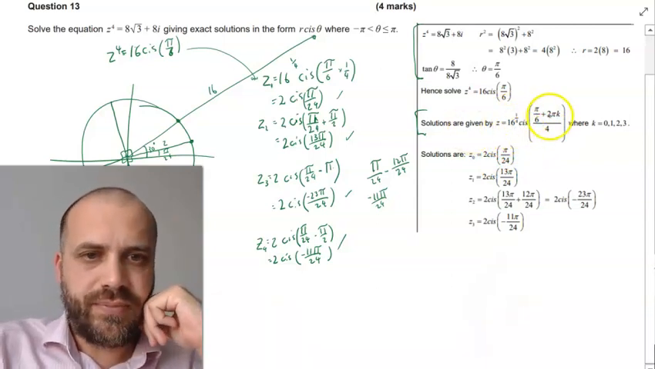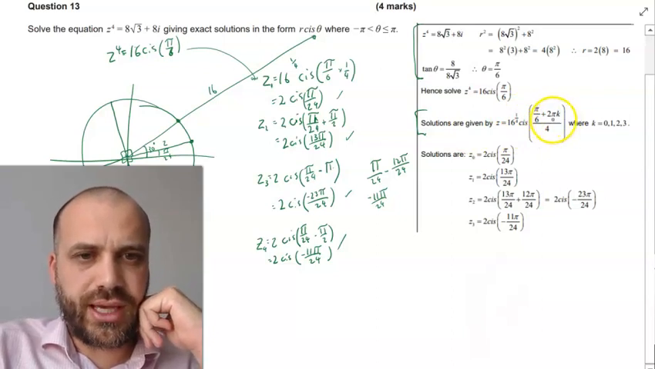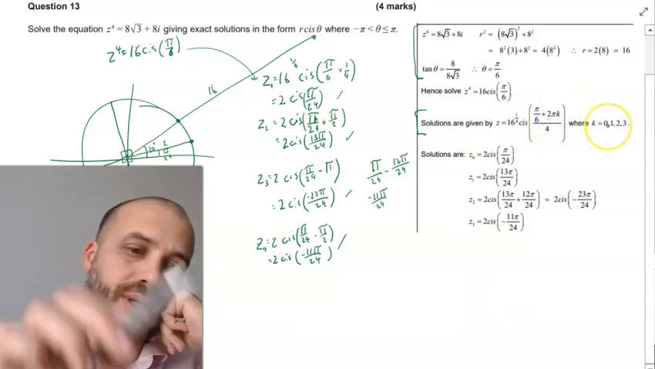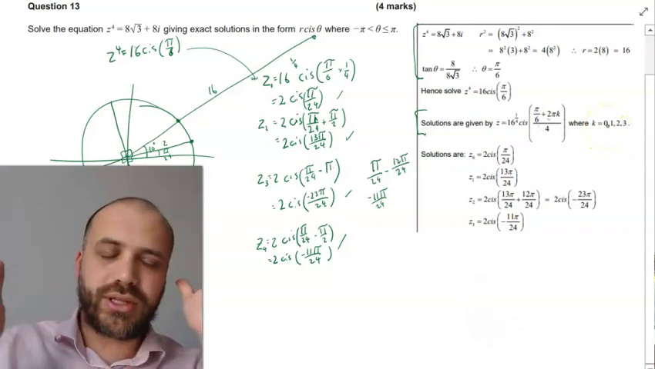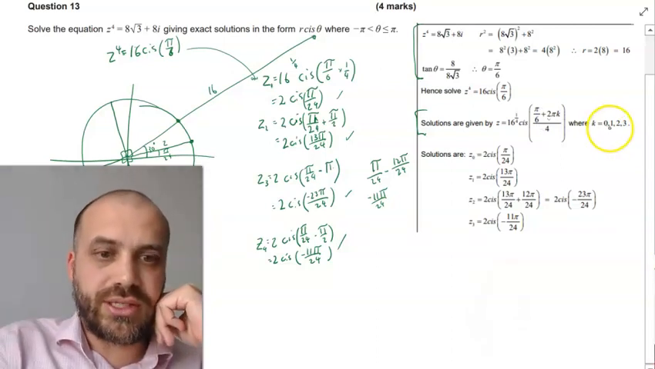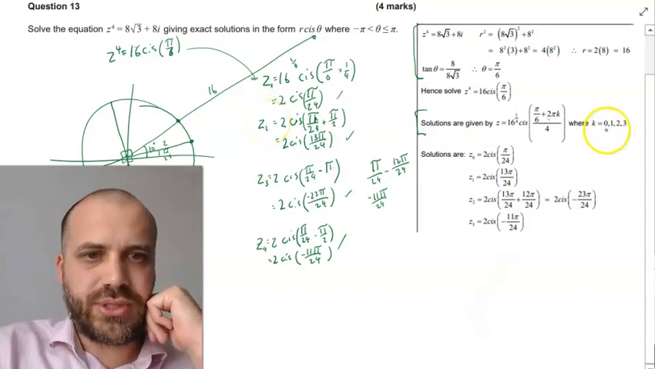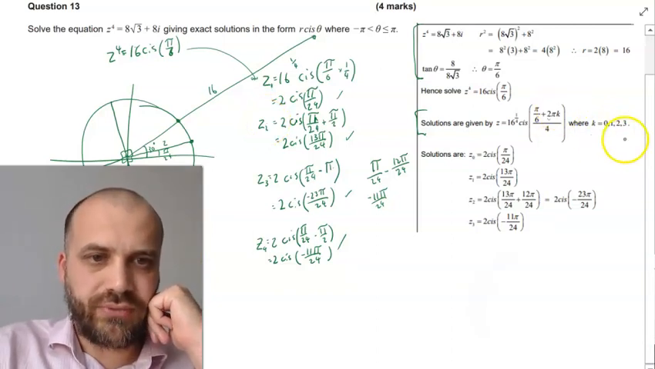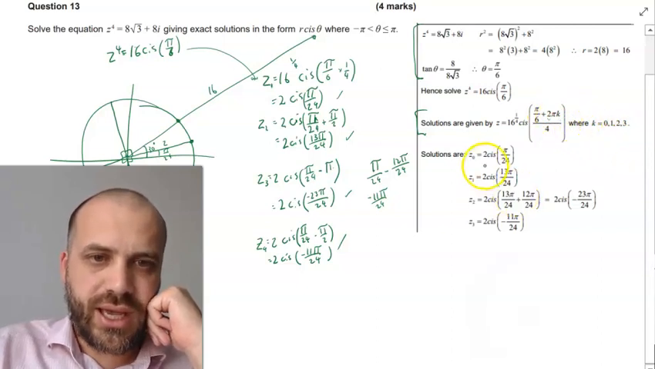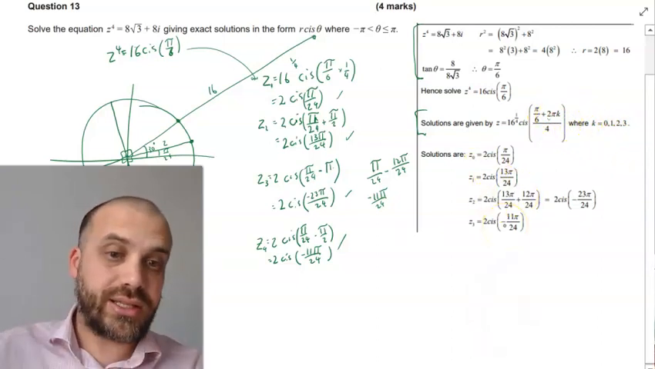16 to the power of 1/4, which is what I did. And then cis, and then they add this 2 pi k on the end, where k is 0, 1, 2, and 3. You're still going to know that there's 4 solutions, but you start at the 0th solution instead of the first solution like I did. And then you sub 0 in for k, 1 for k, 2 for k, and 3 for k, and it spits out these neat little answers for you.